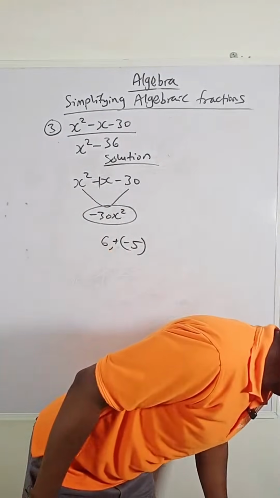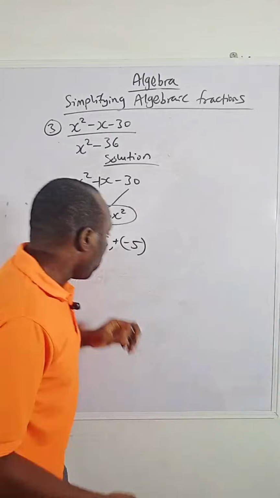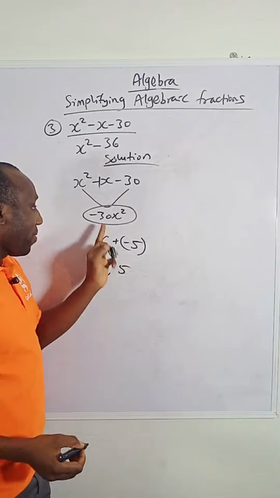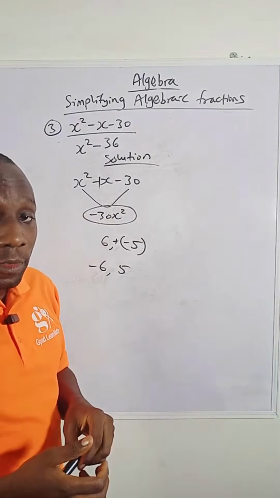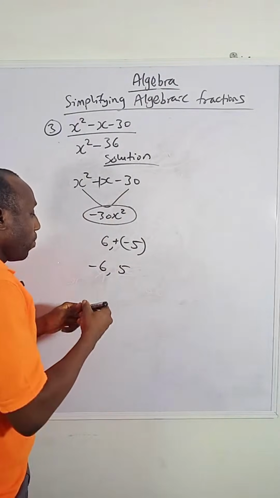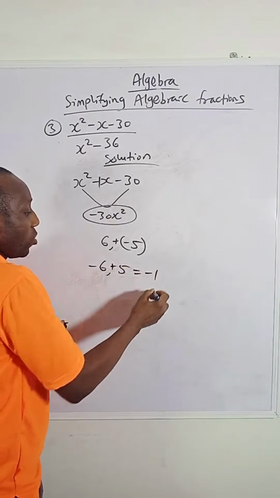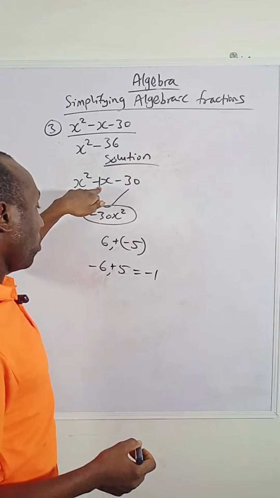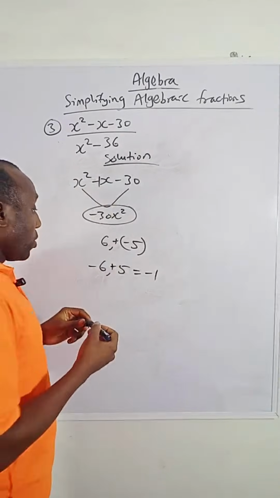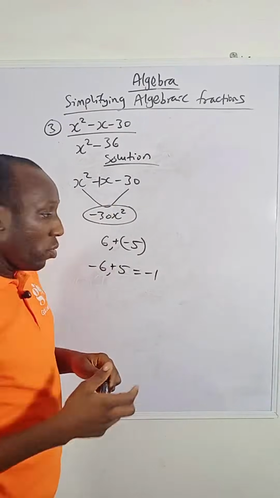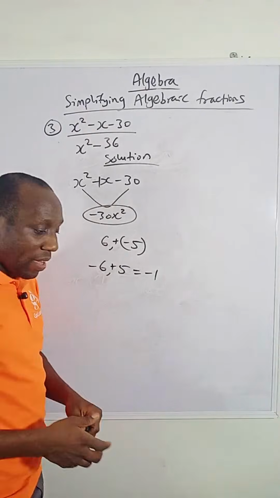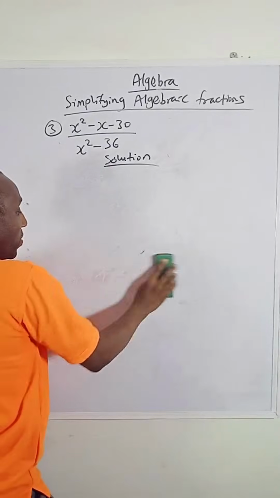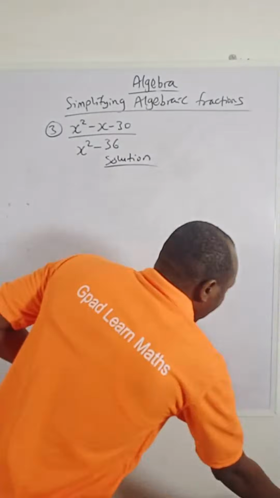What can we use? Who can tell me what can we use? Well, we can use negative 6 and 5. Minus 6 times 5 is minus 30. True? But what is minus 6 plus 5? That's going to be what? Minus 1. Which is what we have here. See that here? Minus 1, or just negative x. So the two factors we're going to use are what? Negative 6 and plus 5. Now, don't stress it. Negative 6 and plus 5 are the two factors. Open two brackets like this.